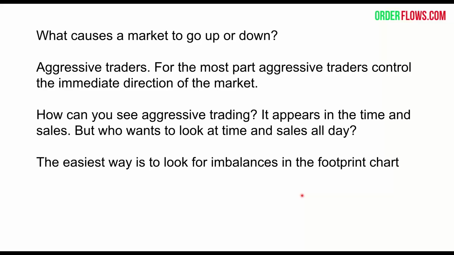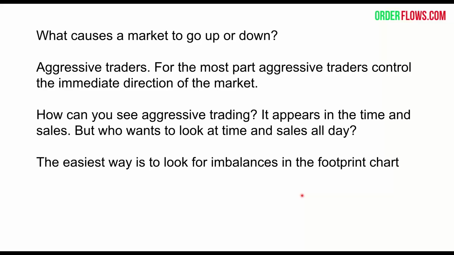And after all, what causes a market to go up or down, right? It's the aggressive traders, right? If everyone's just happy to sit on a bid and sit on the offer, the market's not going to move. You need somebody to say, I got money, I think the market's going to move, I'm going to buy 1,000 contracts, right? They're just going to buy it with impunity, right? Buy the offer, buy the next offer, buy the next offer. That's the aggressive trader, right? That's how markets move. But again, how can you see the aggressive trading on a bar chart?